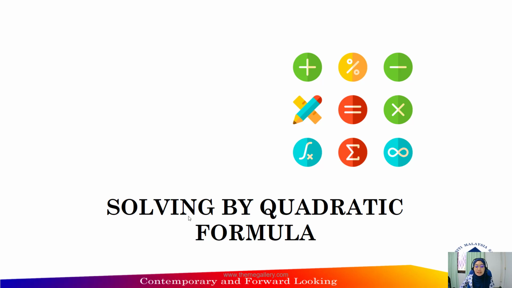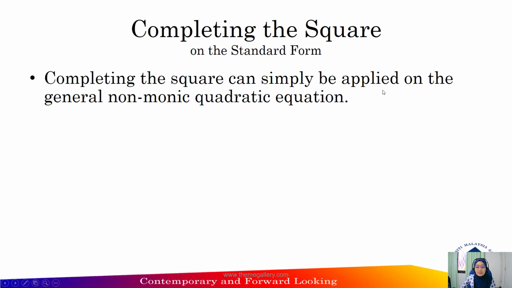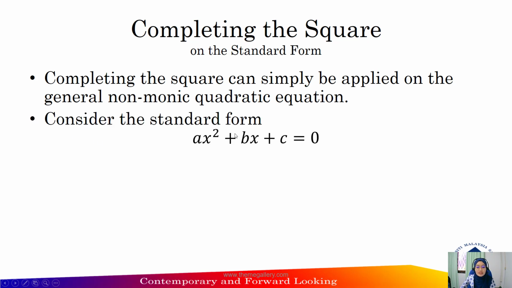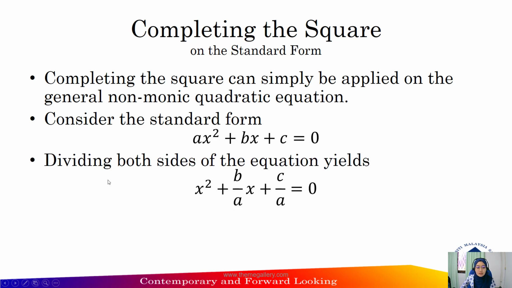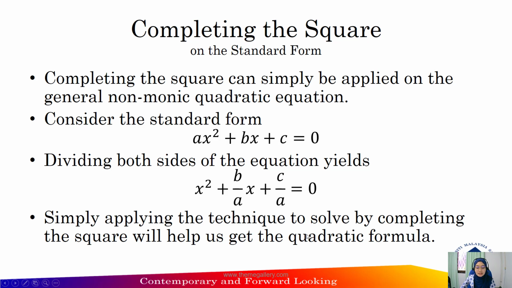Okay, so today we will learn how to solve a quadratic equation using the quadratic formula. Completing the square can simply be applied on the general non-monic quadratic equation. So consider the standard form ax squared plus bx plus c equal to 0. You need to divide both sides of the equation by a. You will get x squared plus b over a x plus c over a equals 0. So simply applying the technique of solving by completing the square will help us get the quadratic formula.